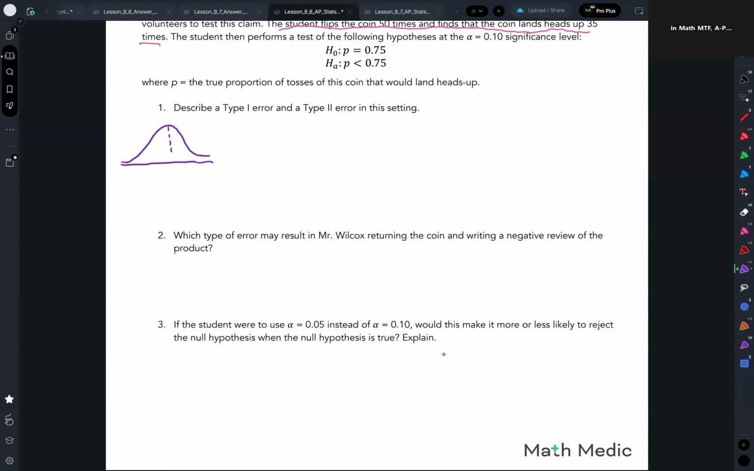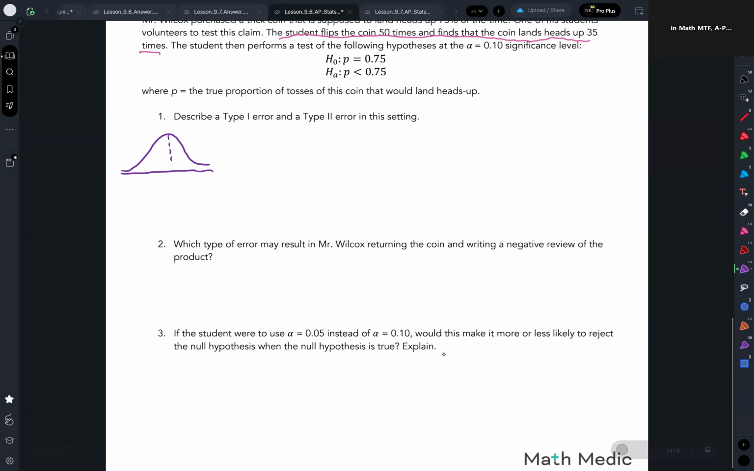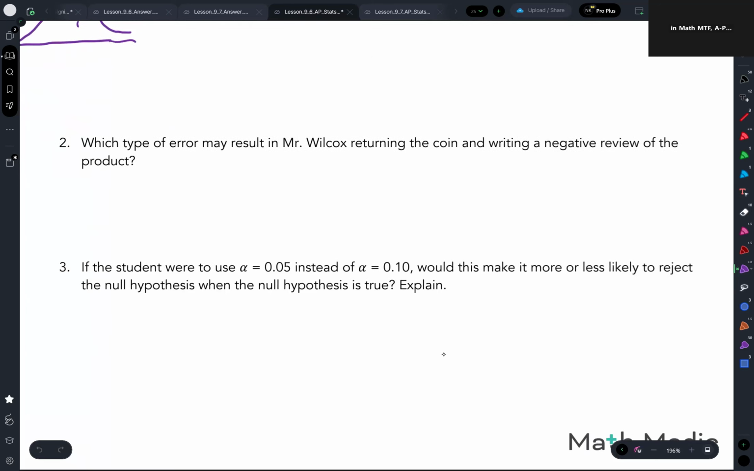All right, not sure if you could even tell that anything happened, but I had to go take care of a couple things, and apparently half my work just went away. So hopefully you can go backwards in the video and watch that if you needed anything from number 1 and 2. But number 3, if the student were to use alpha equals 0.05 instead of alpha equals 0.1, would this make it more likely or less likely to reject the null hypothesis when the null hypothesis is true?